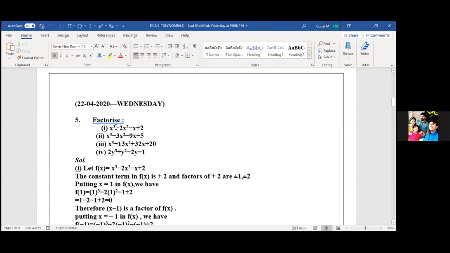Factors, ma'am. Three factors. If degree 1, only 1. If degree 4, 4 factors. Yes.